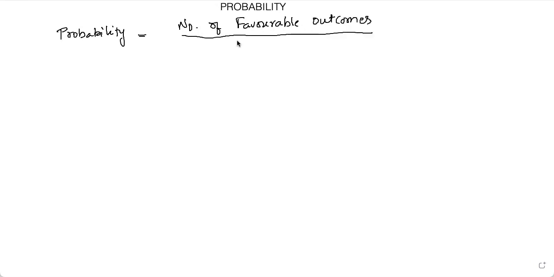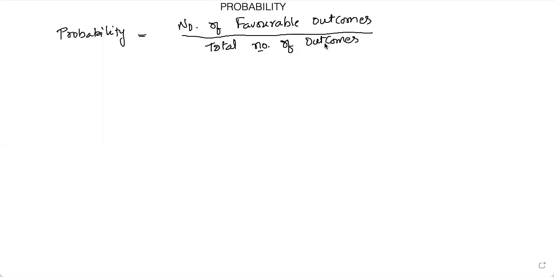So probability is equal to the number of favorable outcomes by the total number of outcomes.